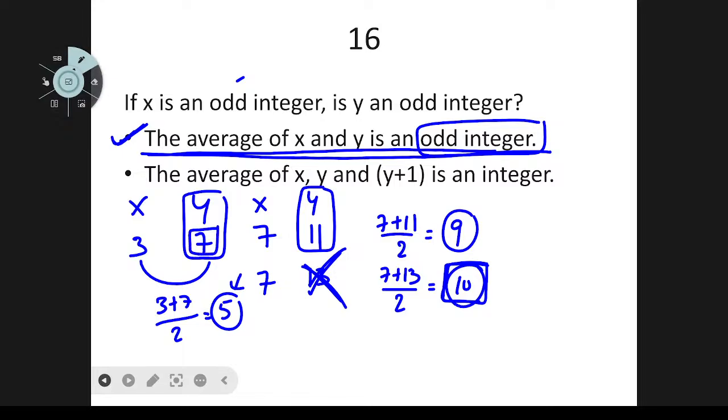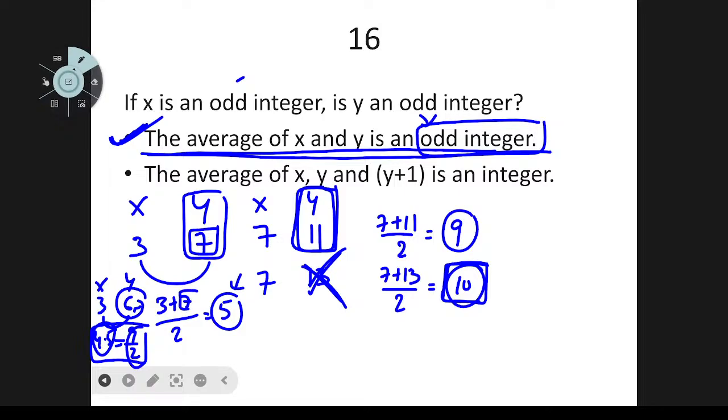If I take an even integer, if x is equal to 3 and if I take y as 6, their average will become 9 by 2, which is 4.5. I am not supposed to consider values like this because it is not satisfying the condition. I should get an odd integer. Here it is not even an integer. So whenever I am satisfying this condition, I understand y is definitely odd.